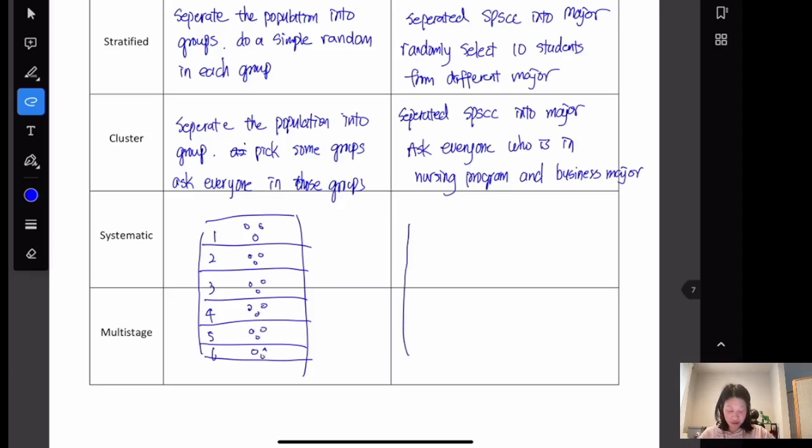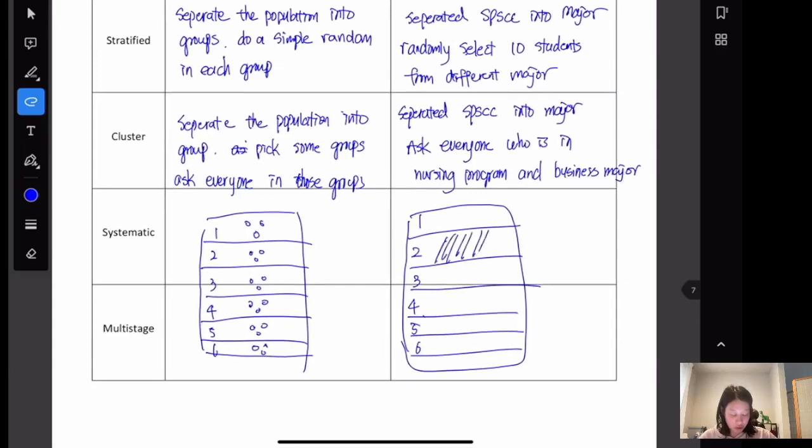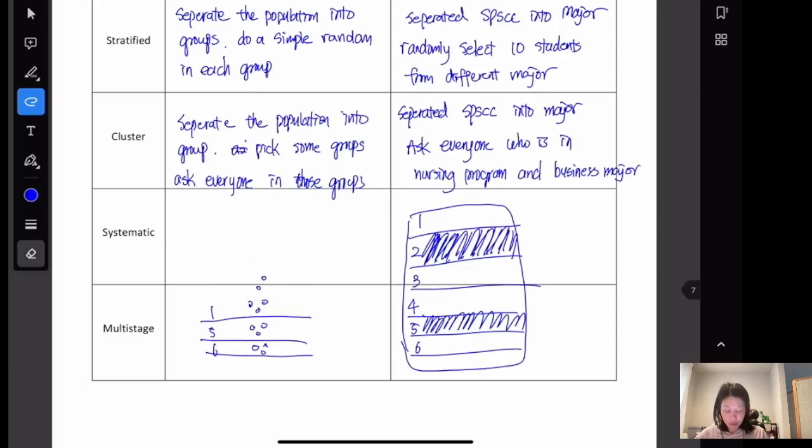Whereas cluster is more like I am going to separate the population also into 6 groups, but instead of surveying some people from every group, I'm going to survey a whole group. Maybe I'm going to survey everyone in the second group, and everyone in the fifth group. So that's the difference between stratified and cluster.